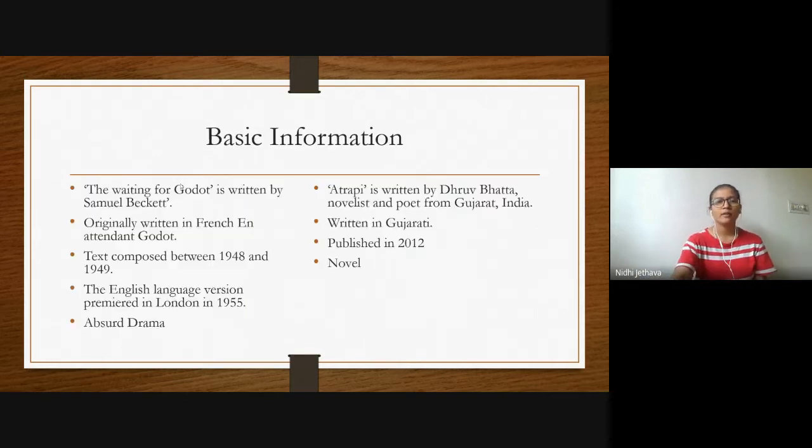So, basic information: Waiting for Godot is written by Samuel Beckett, originally written in French, and composed between 1948 and 1949. The English version came out in 1955, and it's an excellent drama. On the contrary, Atrapi is written by Dhruv, who is a Gujarati poet and novelist, and he belongs to Gujarat, India. The original language of this work is Gujarati, it was published in 2012, and its genre is the novel.